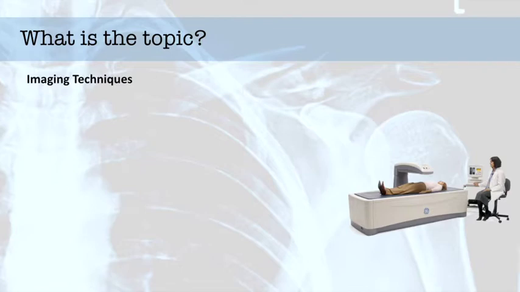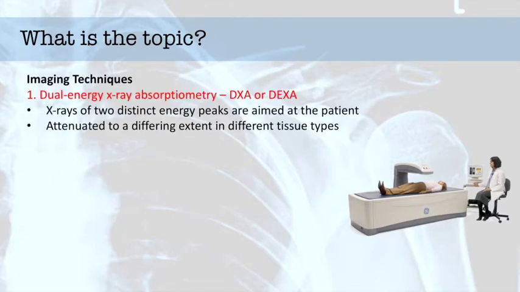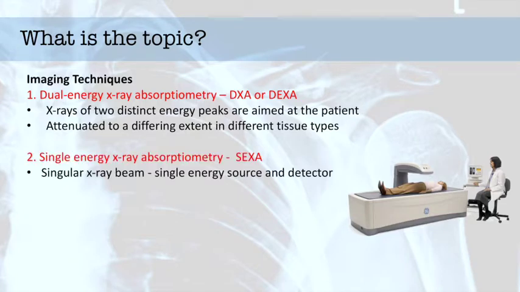Now on to the types of imaging techniques. So we have dual energy X-ray absorptiometry. This uses X-rays of two distinct energy peaks, and they are aimed at the patient. As the X-rays pass through the body, they are attenuated to a differing extent into different tissue types. This is the most common method for diagnosis of osteoporosis and broad fracture risk.